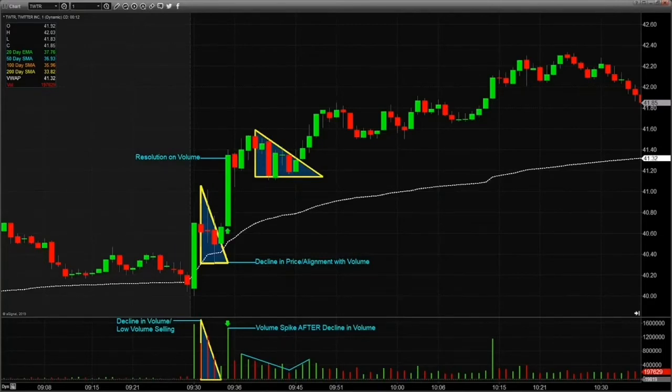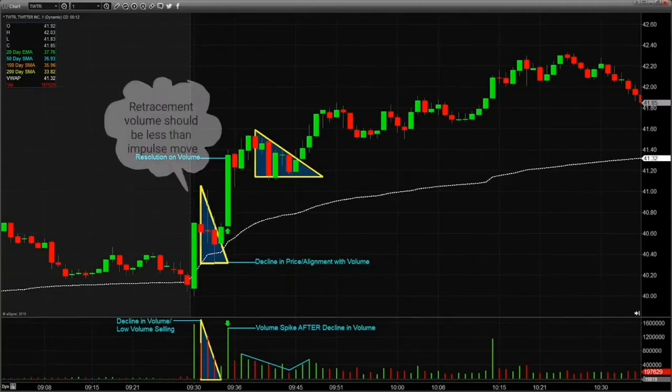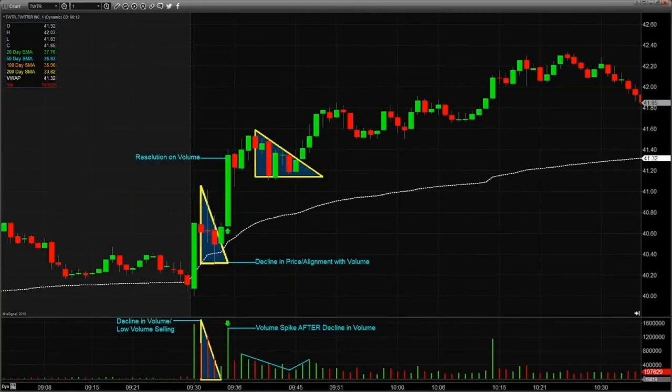And what that's telling you there is that the volume on the pullback is decreasing and less than the opening move, or the initial move. All that's telling you is that the sellers are less than the buyers, right? So there's more people trying to buy this thing than sell it.